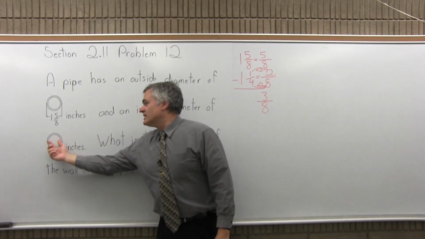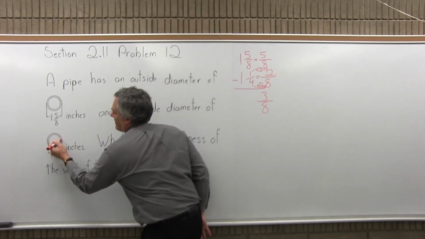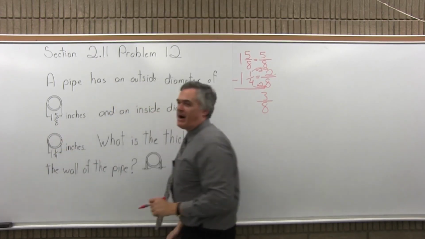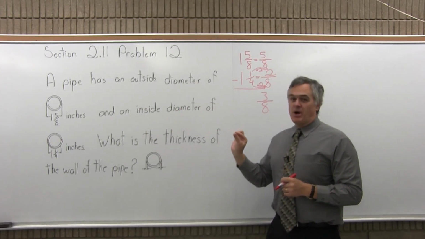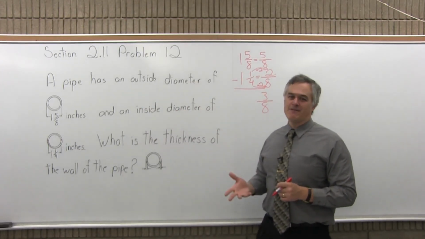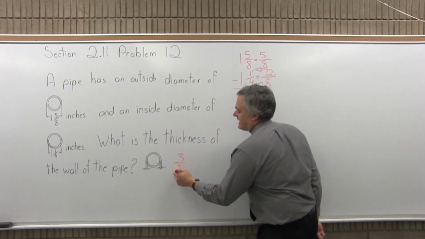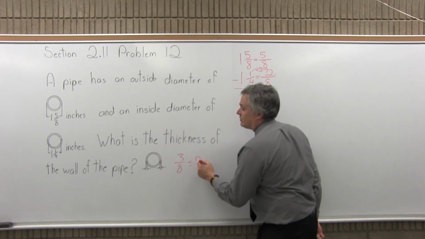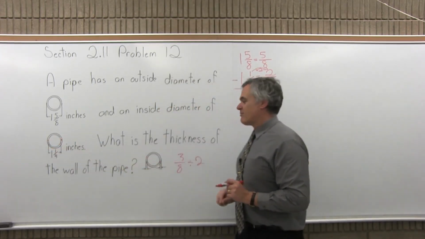But that 3/8 of an inch is counting what's on the left half of the pipe and the right half of the pipe. Those two combined make up the 3/8. So to really get the wall of the pipe, I have to split my answer of 3/8 in half. So what I'm going to do is 3/8 divide by 2. That'll tell me the thickness of the left and the right wall separately.